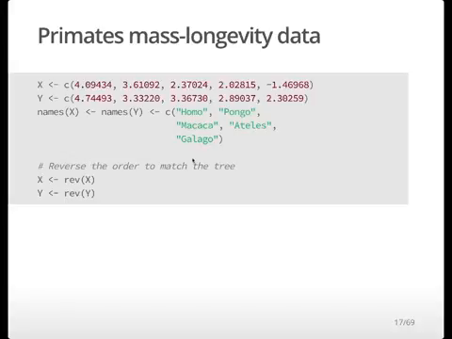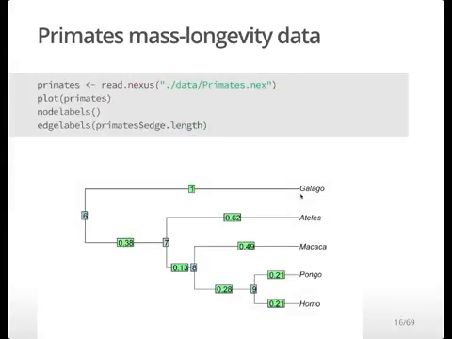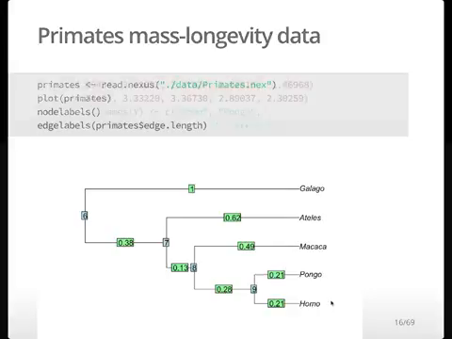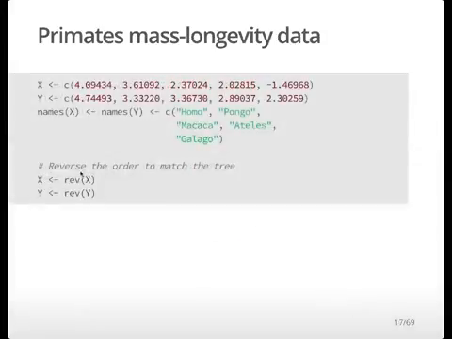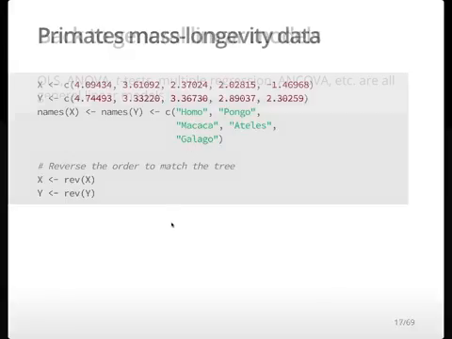Our tree is coming in the reverse order with homo at the end, so I'm just going to flip them around using a reverse function, running them from back to front. We have to make sure that the tree and the tip data are matched up in the same order. That won't be an issue when we use the functions, because as long as we set it up right, it'll make sure everything matches up properly. But for our little manual example here, we have to do that. All right, so far so good. We've got data and we've got a tree. That's what we need.